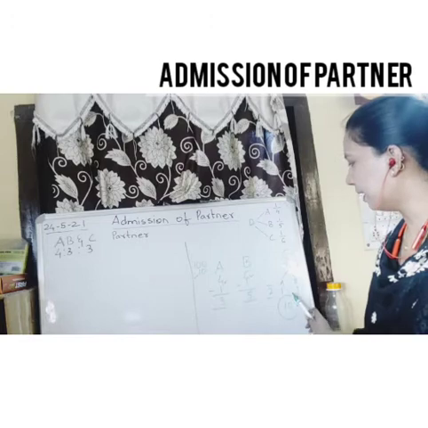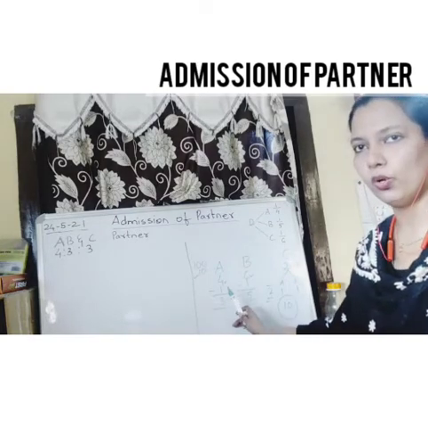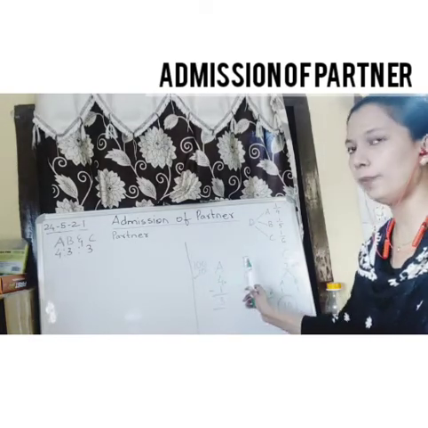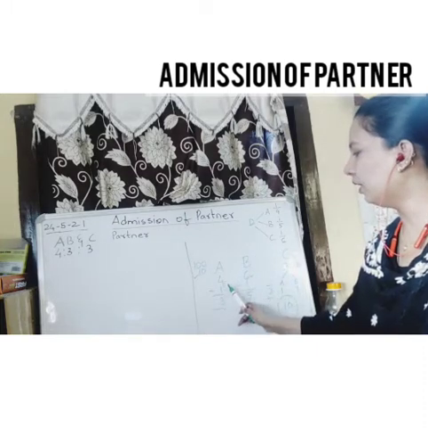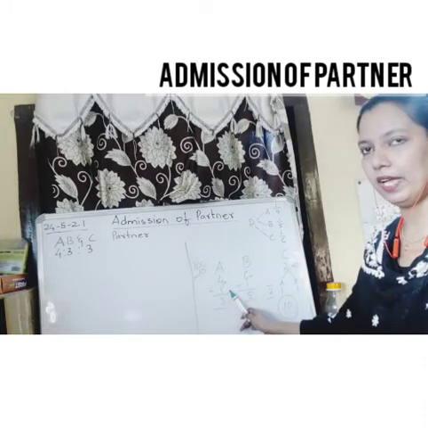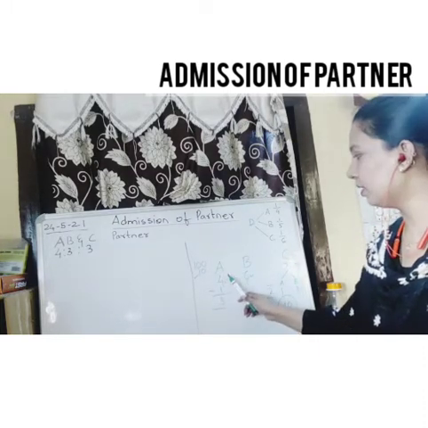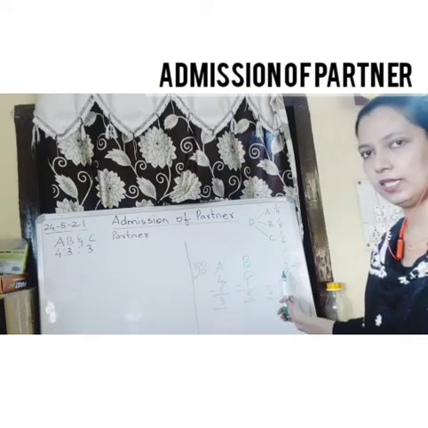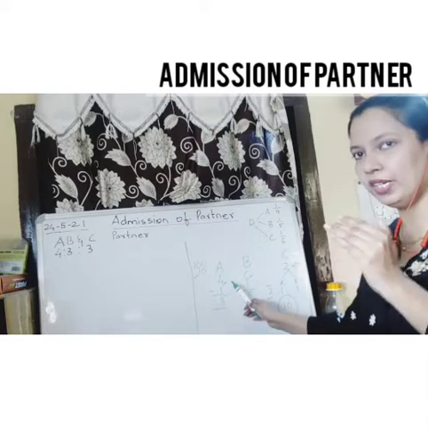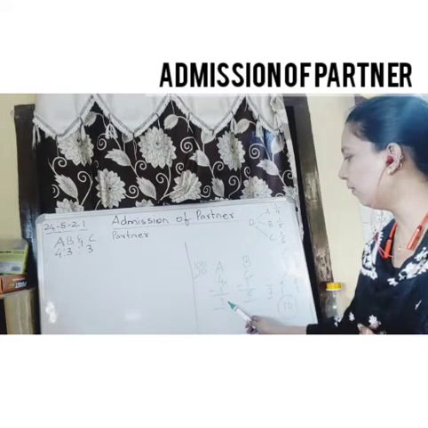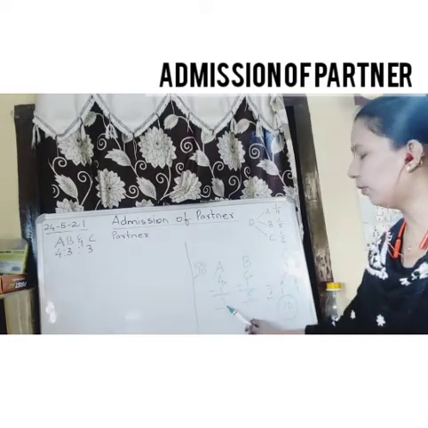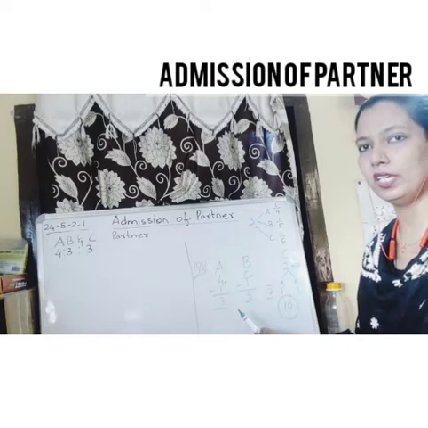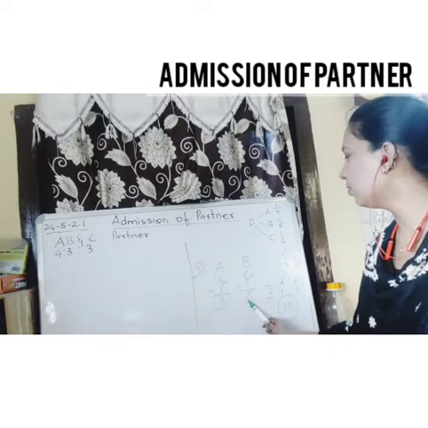Again, after this step, you need to go to the old profit of A and B, and we need to decrease their value. Why do we need to decrease? Because they are sacrificing their part of profit for C. So we reduce their profit, and then finally we get the new profit sharing ratio of the firm, that is 3:5:2.